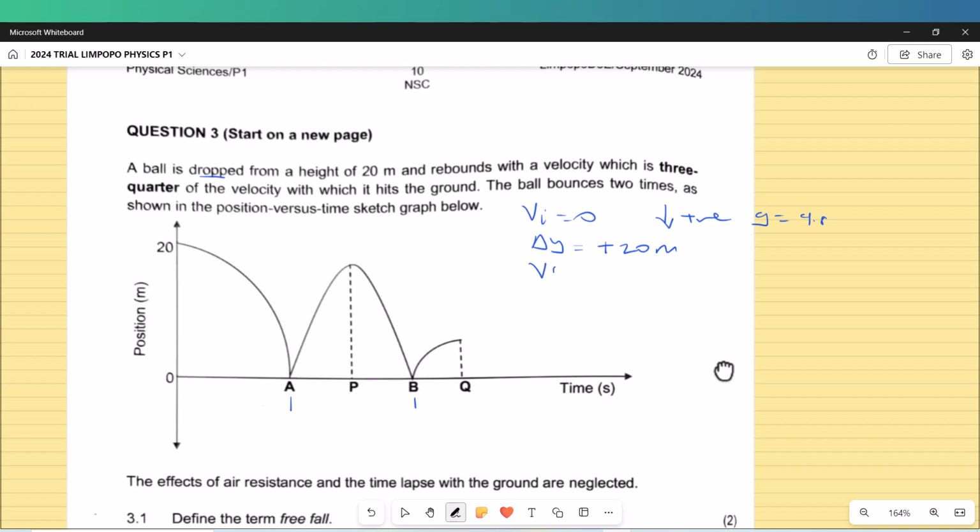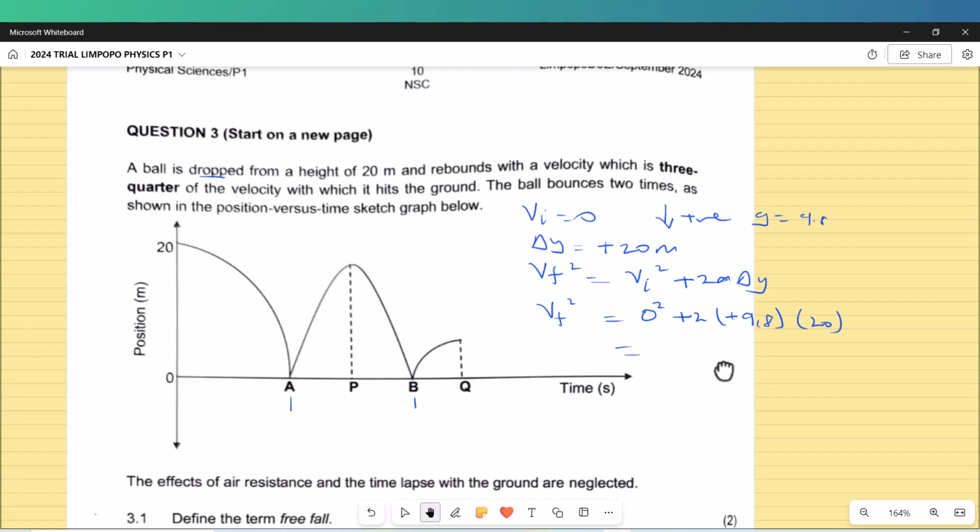V final squared equals V initial squared plus 2A change in Y. So we're looking for V final squared as we hit the ground. V initial is 0 because it was dropped, plus 2 times A, which is positive 9.8 because we chose down as positive, times change in Y, which is positive 20.